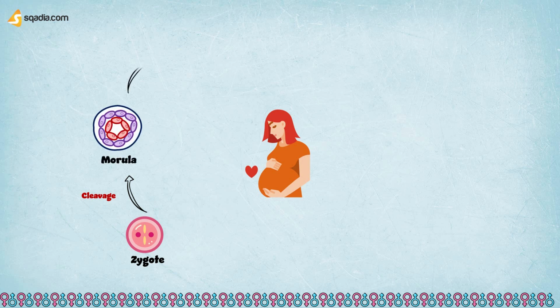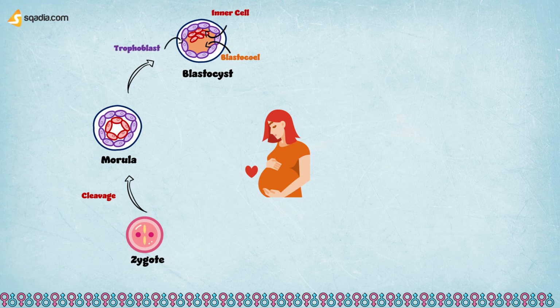In step 3, during formation of the blastocyst, the mass of cells forms a hollow ball called the blastocoel. These are trophoblast. These are inner cells. In step 4, during the second week, inner cells differentiate further into the epiblast and the hypoblast, which are the two layers of the bilaminar disc. The point where the epiblast and hypoblast press up against each other is known as the bilaminar disc.